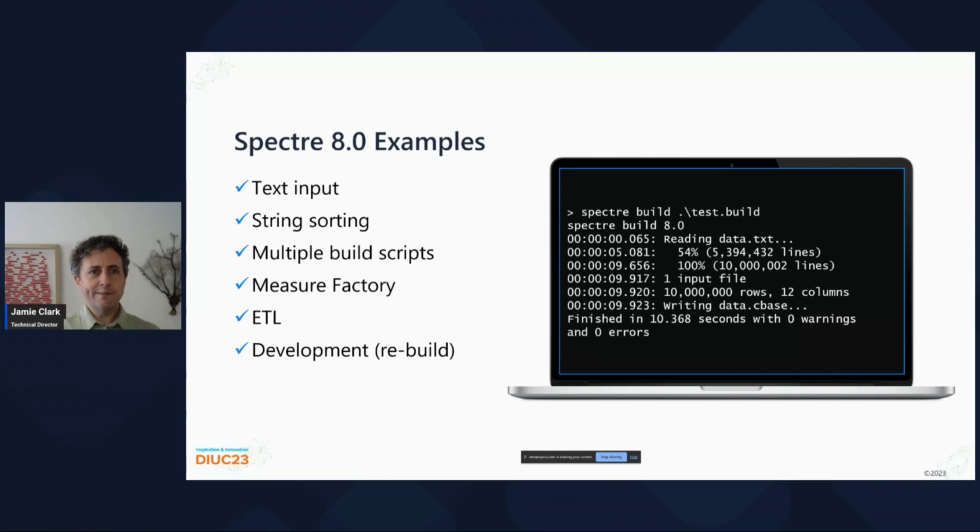So I've selected some example builds to highlight those improvements. And for each one, we're going to compare the timing between 7.2 and 8.0. And hopefully you'll get a feel for all the various ways that Spectre has been improved for this next release. So let's get started.